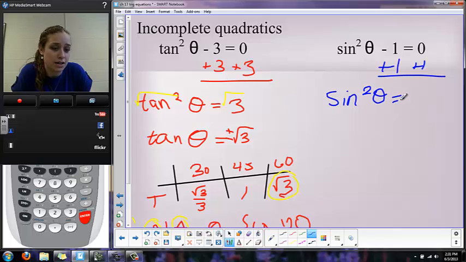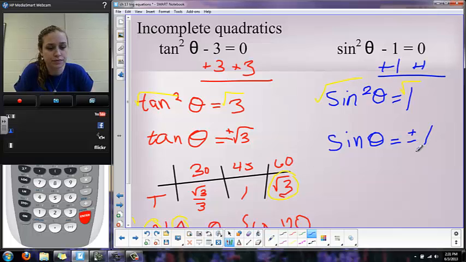But I don't want sine squared theta, I want just sine theta. So I'm going to take the square root of both sides. That means sine theta, the square root of 1 is just 1. So this is positive and negative 1. Now, you can absolutely positively use your calculator to figure this out. All students take calculus.